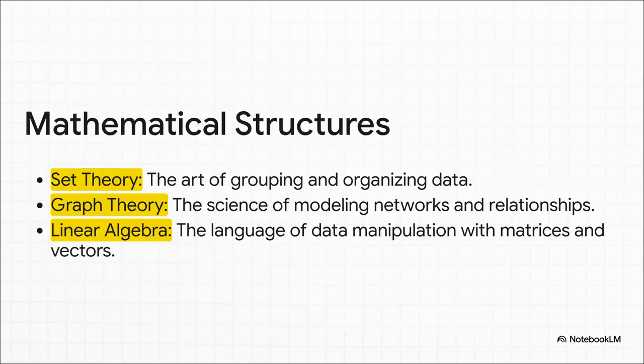Okay, so we've got our logic. Now we start layering on these super powerful mathematical tools. Think of them like different lenses to see the world. Set theory is all about grouping things, like all your users in New York. Graph theory lets us map out connections, like a social network or the internet itself. And linear algebra gives us the power to transform massive chunks of data all at once.